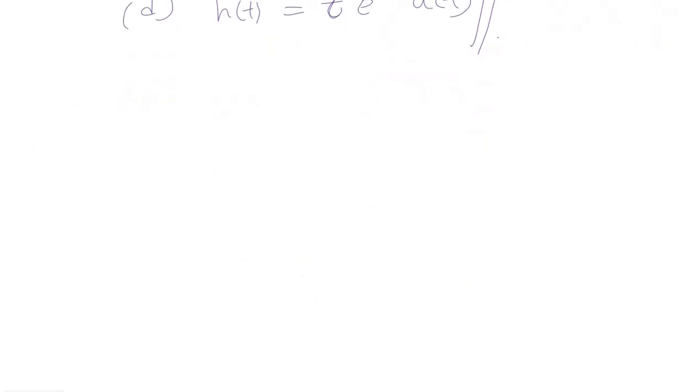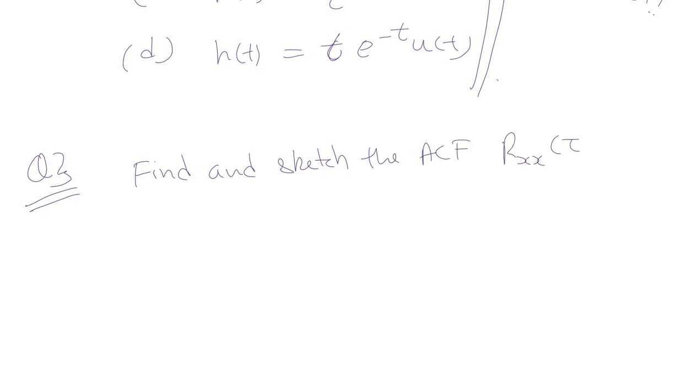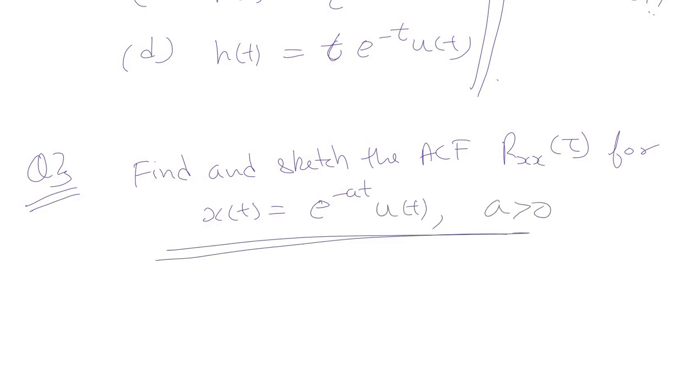Okay, next question is a very good, important question. Find and sketch the autocorrelation function for x of t. This is the given signal, e raised to power minus a t, u of t, for a greater than 0. To find and sketch the autocorrelation function for this.